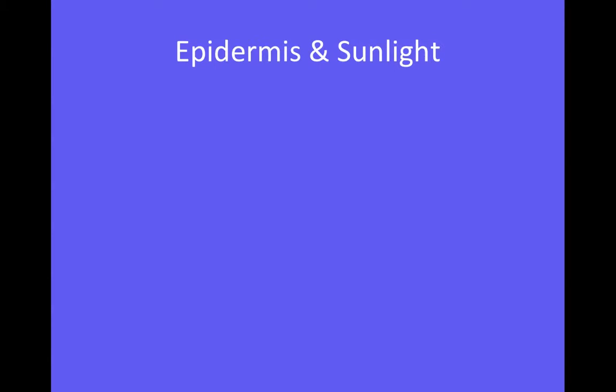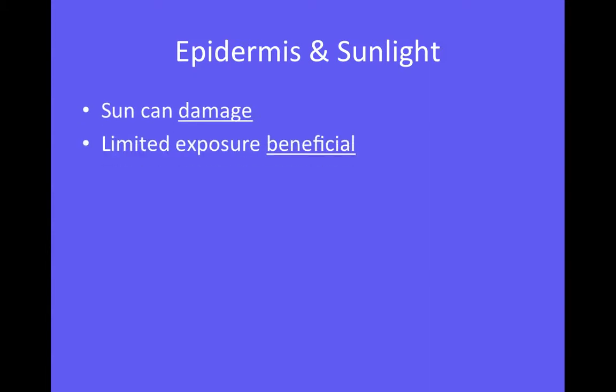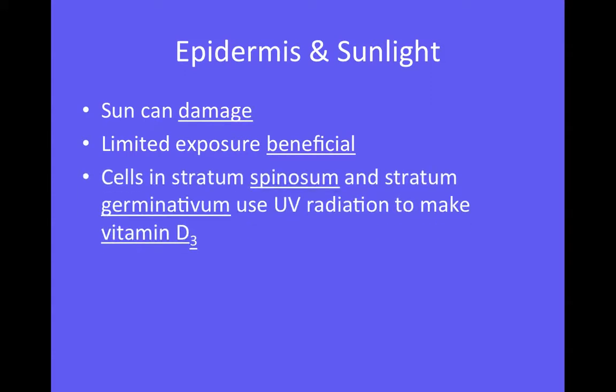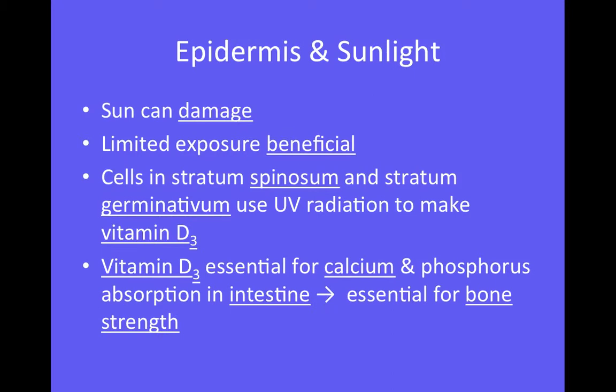Our epidermis also interacts with the sun because it is exposed to the environment. We know that the sun is able to damage our skin, but limited exposure to the sun can be beneficial. Cells within the stratum spinosum and stratum germinativum use UV radiation to make a vitamin called vitamin D3. And this vitamin D3 is very important to us as humans. We have to have this vitamin D3 present within our digestive system so that we can absorb calcium and phosphorus that we need for our bone strength.